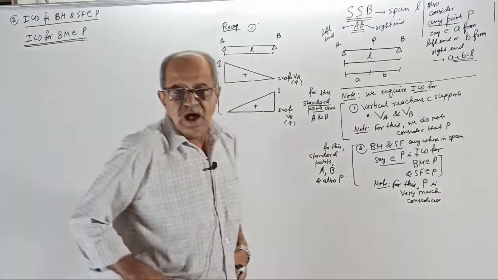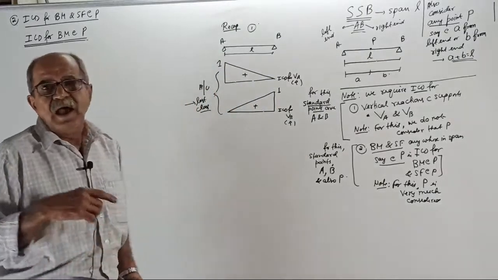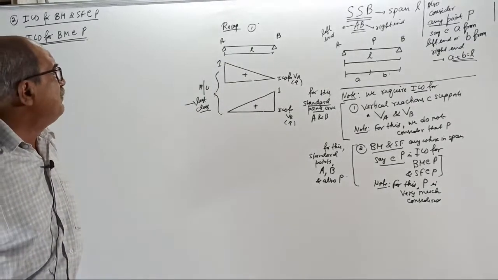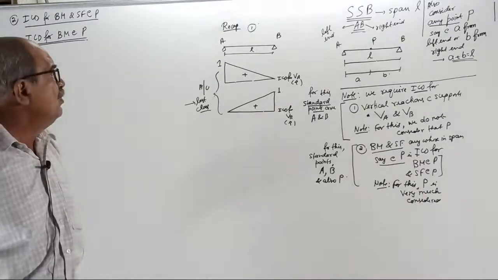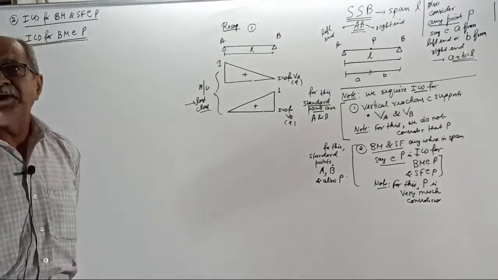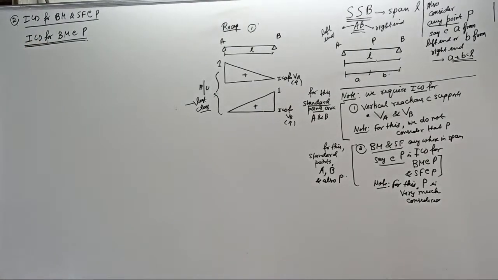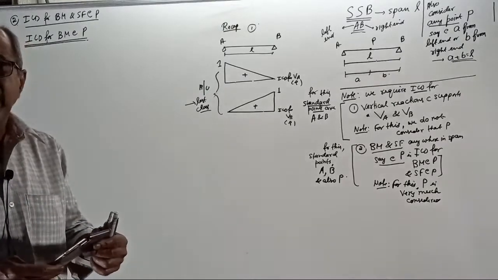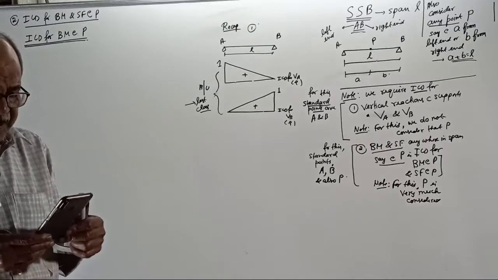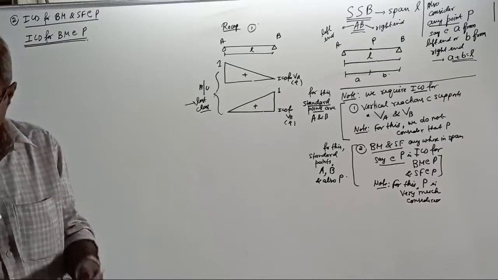Clear? If the unit load is moving along the member, for different positions of the load you have to calculate bending moment at P, then plot it. That's how the BM at P will vary. Clear or not? I will not hurry. The basic concept I will make fully crystal clear today. Clear? Okay.